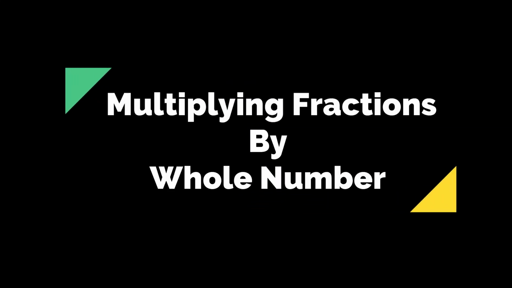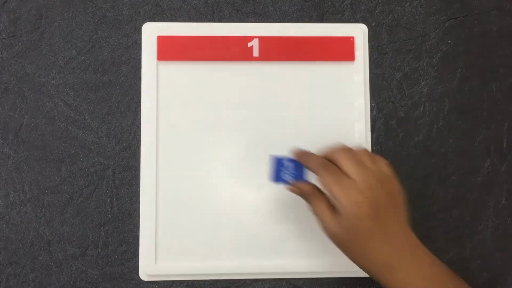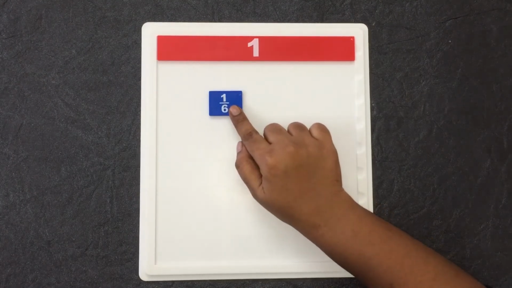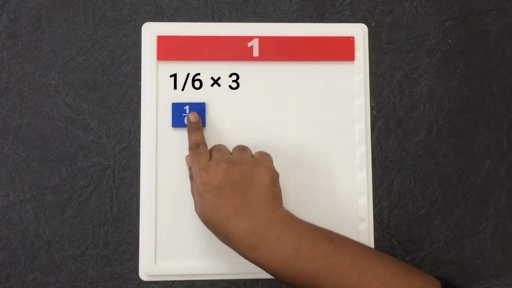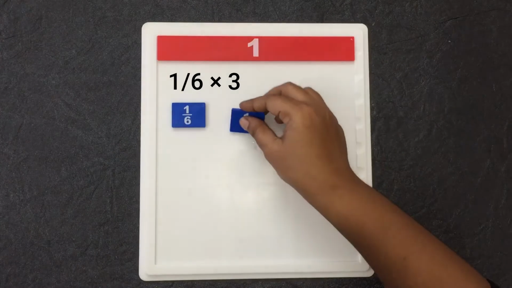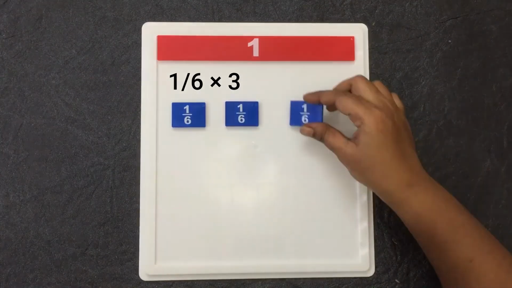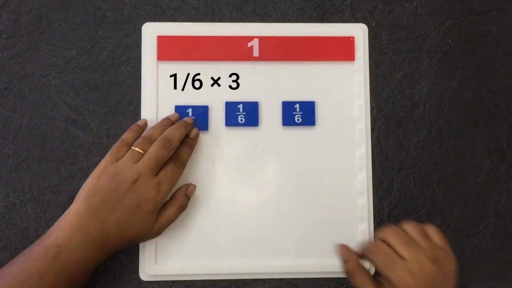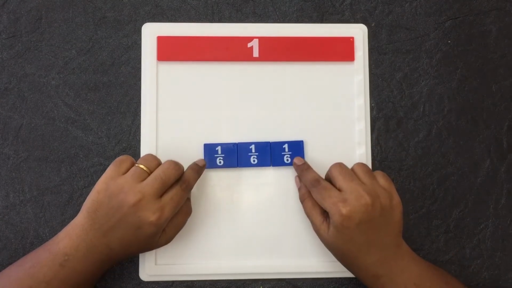Multiplying fractions by whole numbers. Let's multiply 1/6 of a whole with a whole number 3. We know that multiplication is simply repeated addition. It also means that we can take 1/6 3 times. So the product of 1/6 to 3 is 3/6.